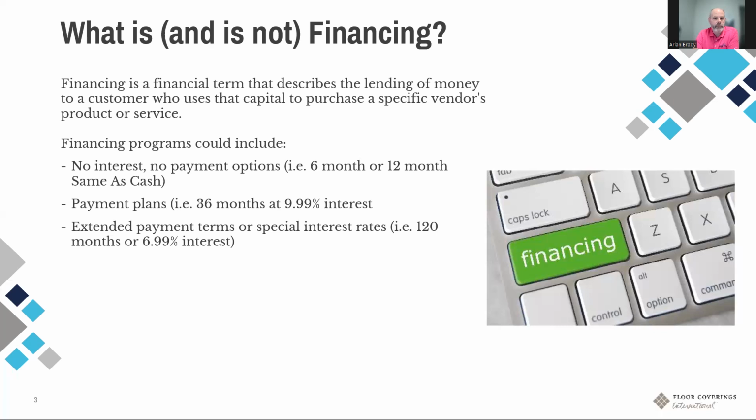There are payment plans. So instead of doing it as one lump sum, maybe it's 36 months at 9.99% interest, or 48 months, or 84 months, who knows, right? Because you can get into extended payment terms. There are programs out there for 120 months. There are programs out there for 144 months. And maybe that's at a higher interest rate, maybe it's at a lower interest rate. There's a ton of different programs out there. But it's important to understand that you're meeting the customer's need for how they want to pay for the floor.